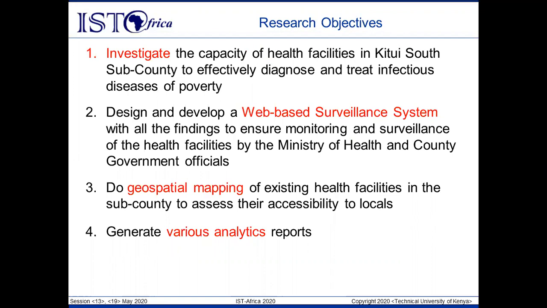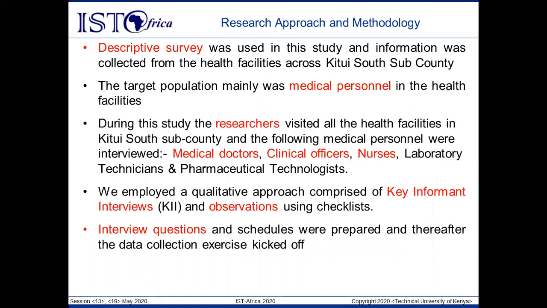Research objectives. The first one was to investigate the capacity of the health facilities in Kitui South Sub-County to effectively diagnose and treat infectious diseases of poverty. The second one was to design and develop a web-based surveillance system with all the findings, to make monitoring and surveillance of the health facilities by the Ministry of Health and the county government officials possible. We also did geospatial mapping of existing health facilities in the sub-county to assess their accessibility to the locals. We also did analytics and generated various analytics reports which can be used for decision making.